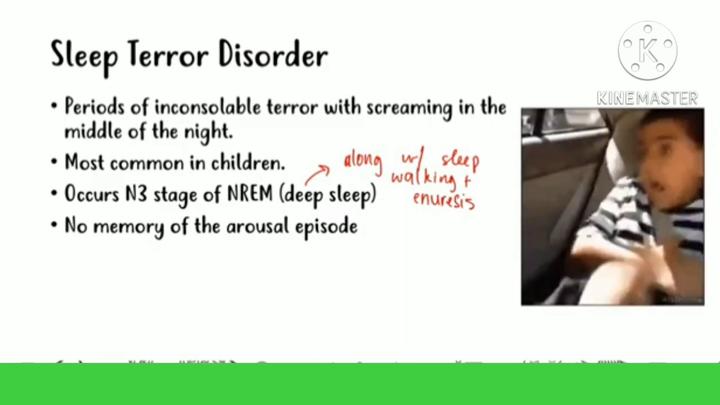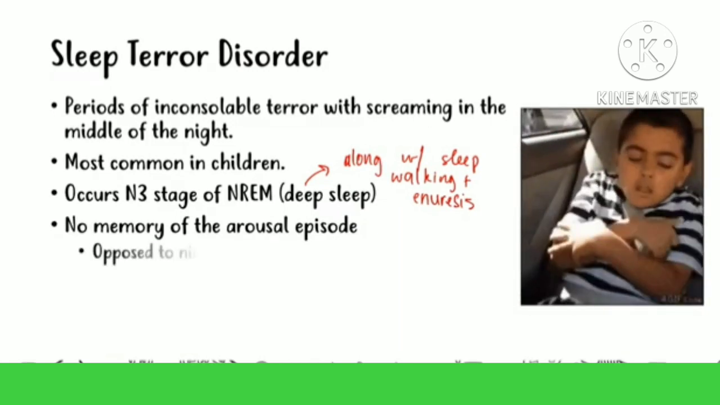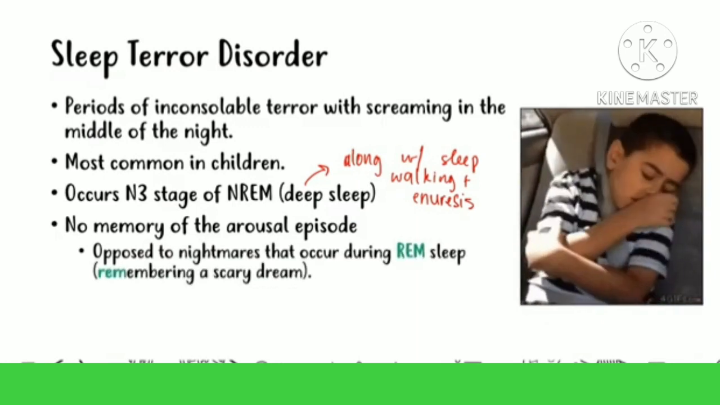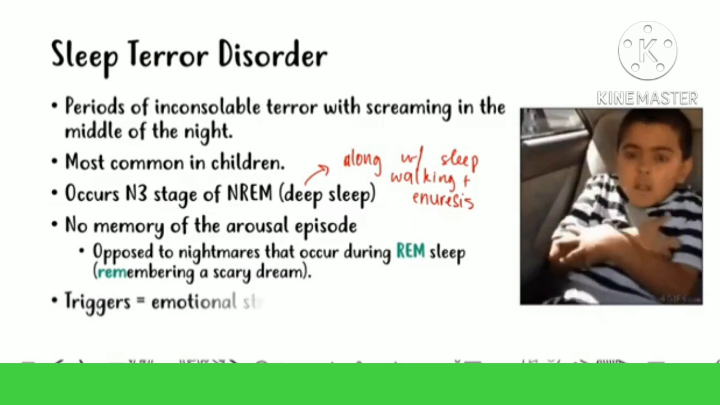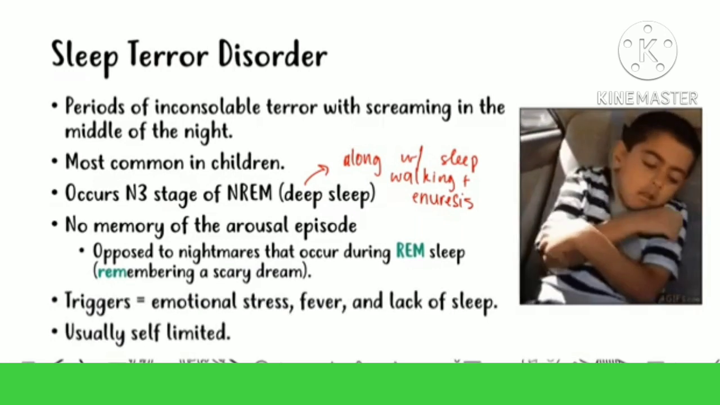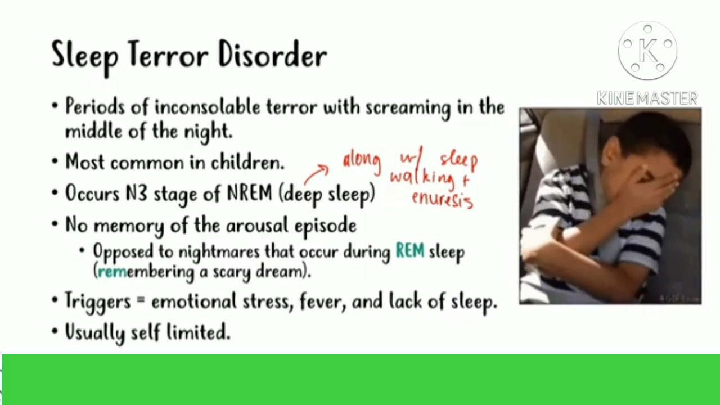They're going to wake up, they're going to start screaming hysterically, but they won't remember what happened. As opposed to nightmares, which occur in REM sleep, they end up remembering the scary dream. So triggers for this can be emotional distress, fevers, lack of sleep, and this is usually self-limiting. It goes away over time, and a child will grow out of it.